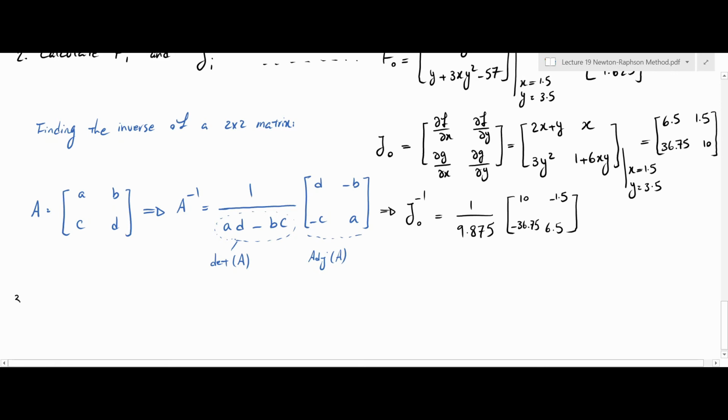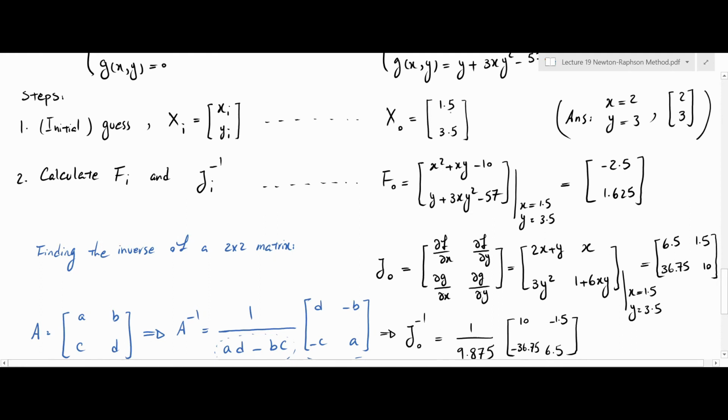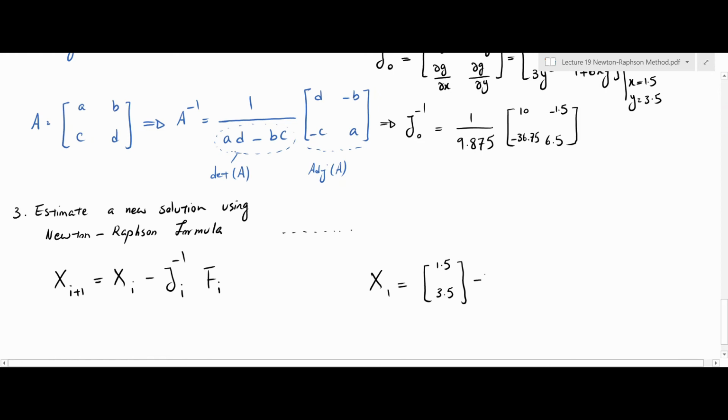In step 3, we have to estimate a new solution for the system of equations using the Newton-Raphson formula, which is X i+1 is equal to X i minus the inverse of Jacobian matrix at i times F at i. So for our example, X1 will be X0, which is this matrix here, 1.5 and 3.5, minus the inverse of Jacobian at 0, multiplied by F at 0, which is minus 2.5 and 1.625.